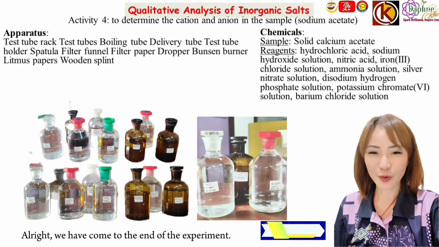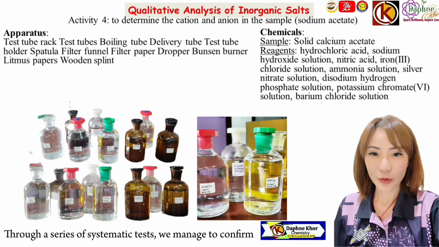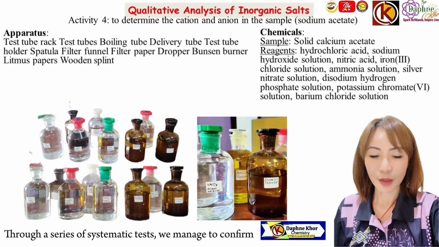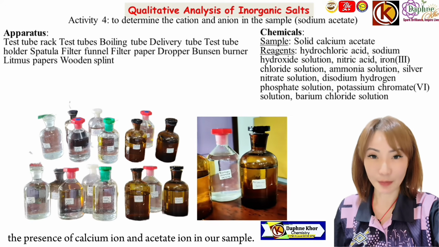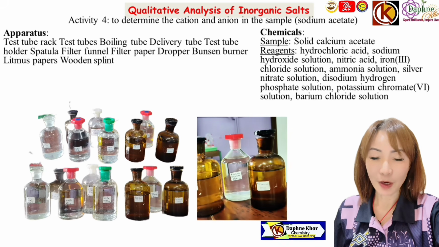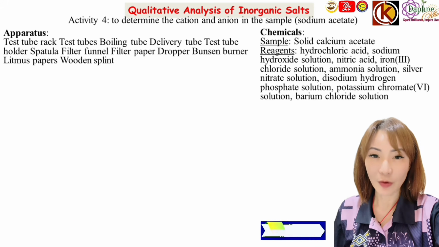Alright, we have come to the end of our experiment. Through a series of systematic tests, we managed to confirm the presence of calcium ion and acetate ion in our sample. We only used simple observations like color change or precipitate formation, which can help us to identify the ions in the compound. I hope this video can give you confidence in analyzing salts step by step.